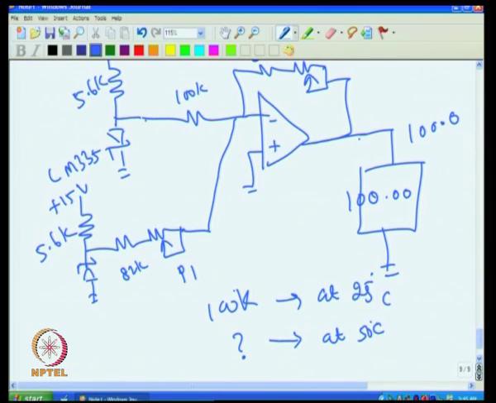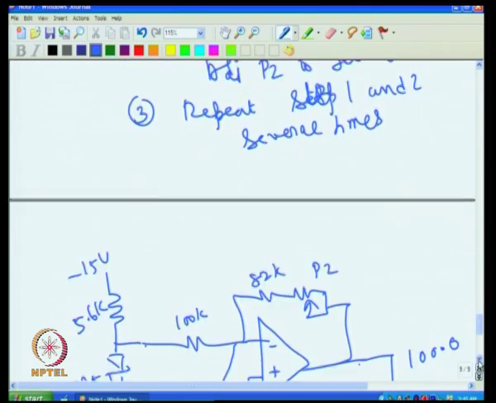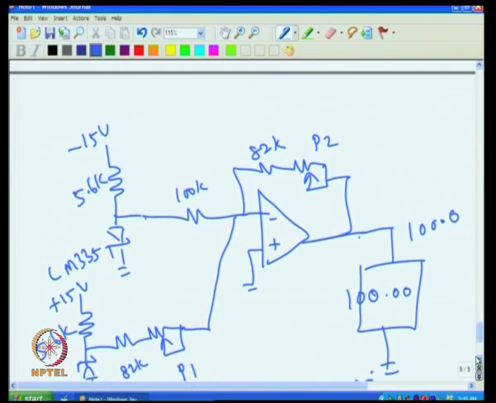And we know that, for example, in this case, this 82 K we have used, if the temperature goes up and this goes to 85 K, then at 100 degree C you are not going to get 1 volt, you are going to get more than 1 volt, and that will be read as error.